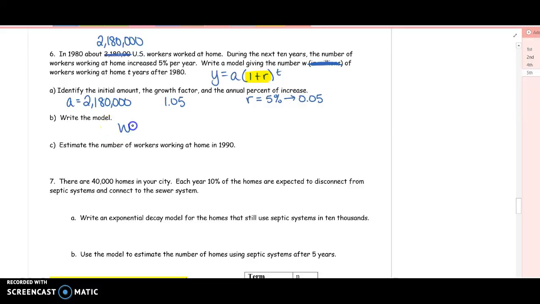All right, part B, write the model. The number of workers equals 2,180,000, or you could do 2.18, and then just remember that your answer is written in millions, times 1.05 raised to the T.